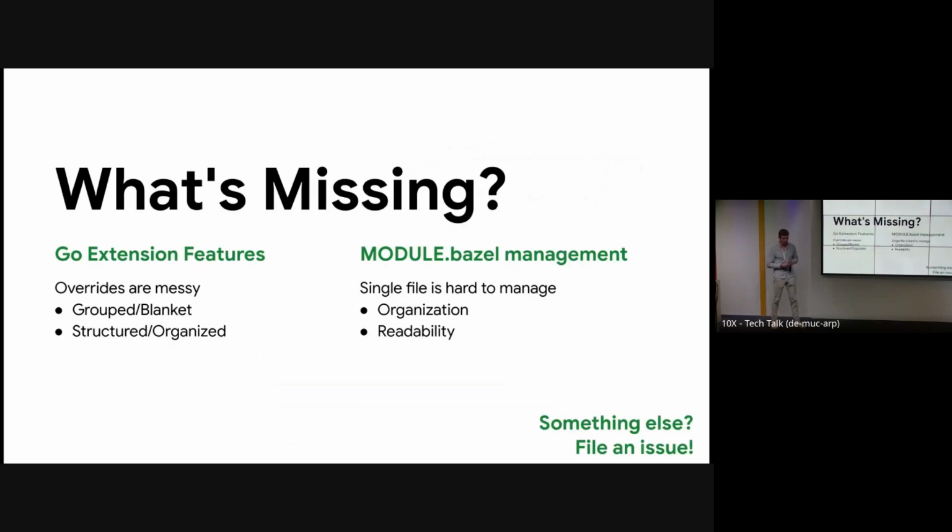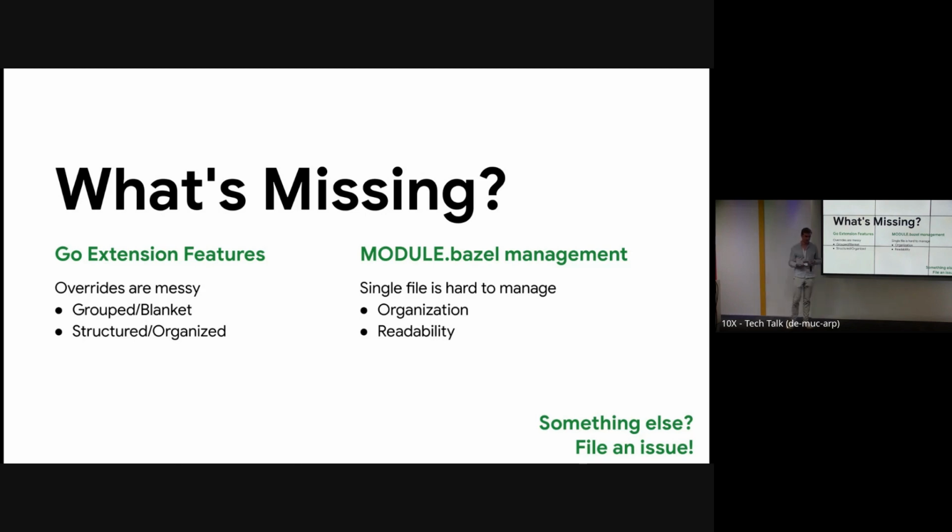So what's missing? Overall, right now with Go, we've noticed that overrides are getting messy. If we have to apply 100 to 200 different overrides, that's not scalable. If we can group a set of overrides and apply one directive to all of them, or even apply blanket overrides to every dependency, that would be much more user-friendly. Additionally, we want to better structure our overrides. This is similar to talking about module.bazel management, but even if we could load our overrides from a file, this might make things more organized and separate things out better.